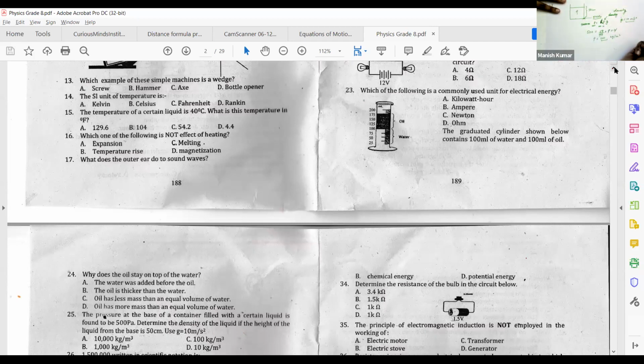One second, let me see. C is the right answer. Yeah, let me see who answered it first. All right. Yeah, Shashi is doing that.